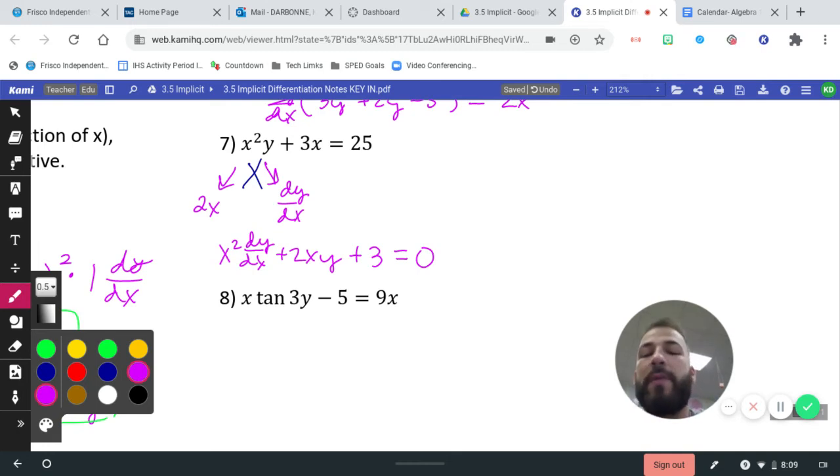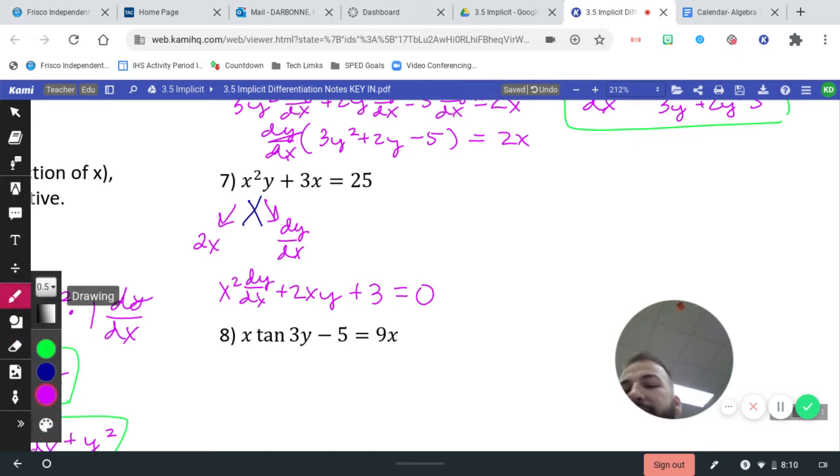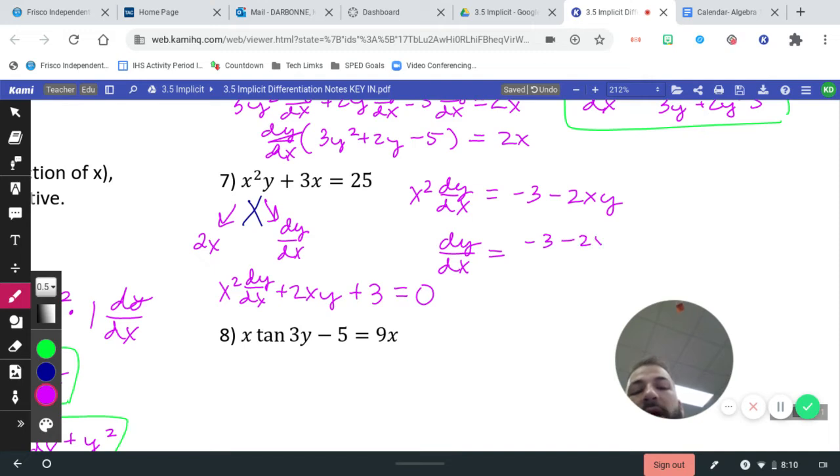But now we can just finish out by moving everything non-dy/dx to the other side. So that gives us x squared dy/dx is equal to negative 3 minus 2xy. Okay, we don't even have to factor out dy/dx because we only have one term left. So that gives me dy/dx is equal to negative 3 minus 2xy, all divided by x squared.